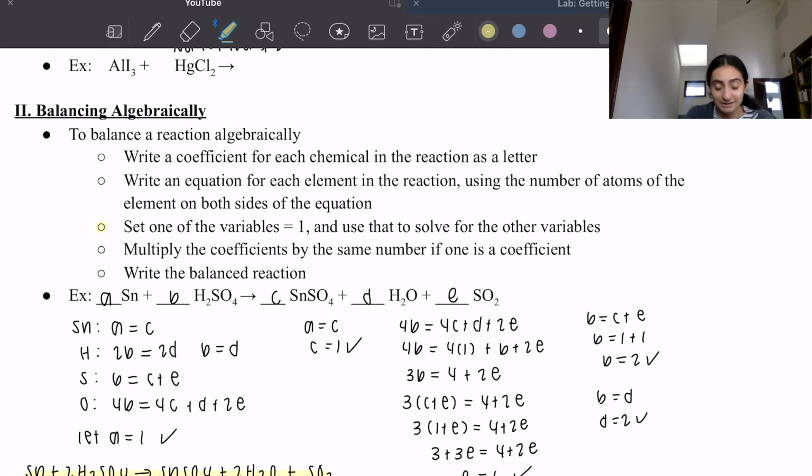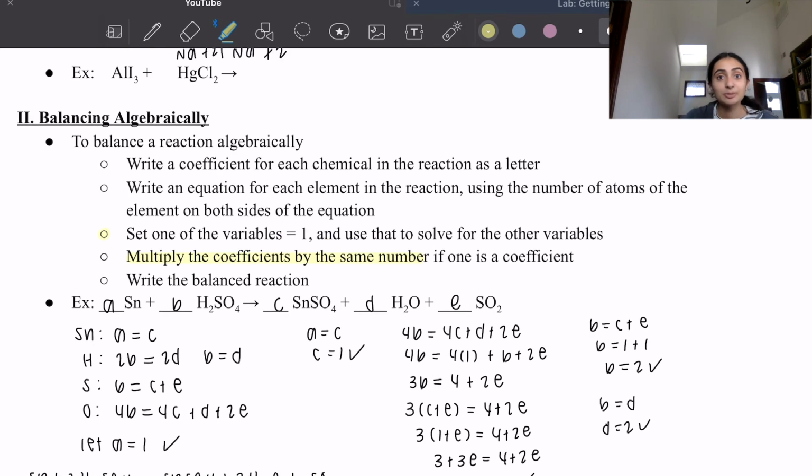Just a note that was not in this problem, but might end up in one of your other problems when you're balancing algebraically. You might end up with a fraction of a coefficient that is equal to a variable, like if D was equal to 1/2. And in response to that, you just multiply the coefficients by the same number. So like, let's say you had D is equal to 1/2, you would multiply all of the coefficients by 2. So that is how you balance algebraically.